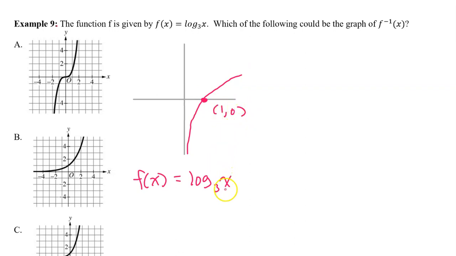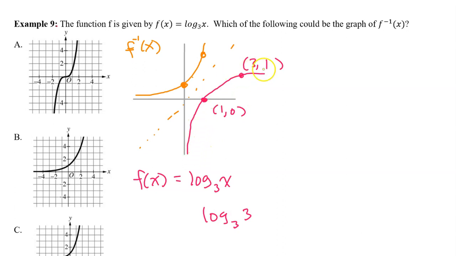We have another point. If we plug in 3 for x, like let's say this is 3, something over here, then we have log base 3 of 3. 3 to the 1 power is 3. So we do have the point (3, 1) that is on this log graph. I'll stretch it out a little bit more.